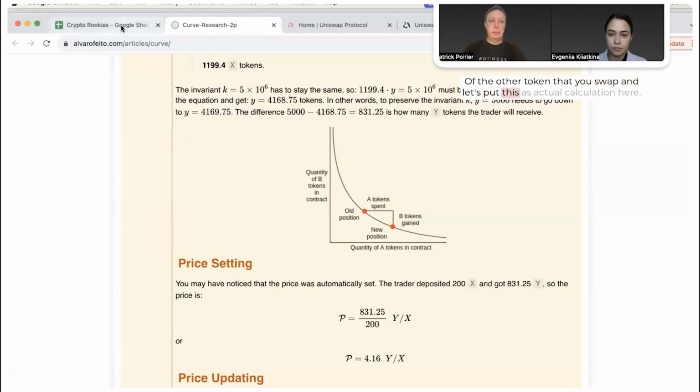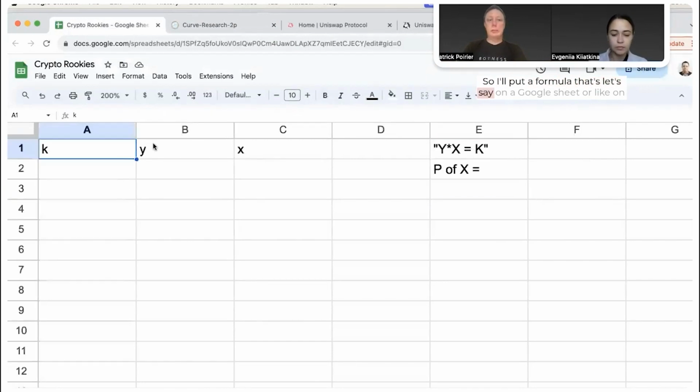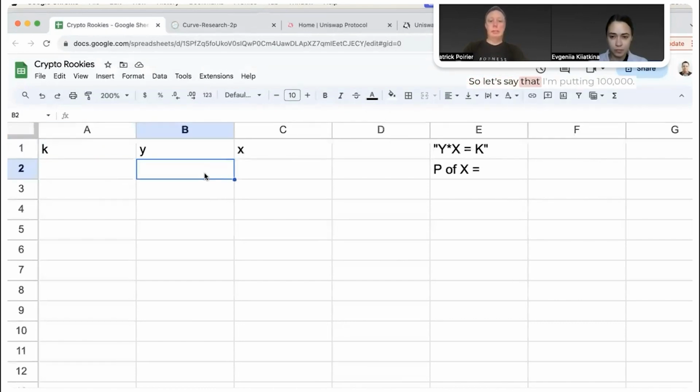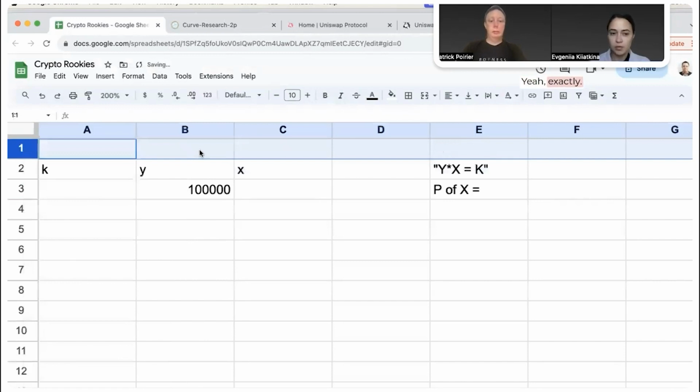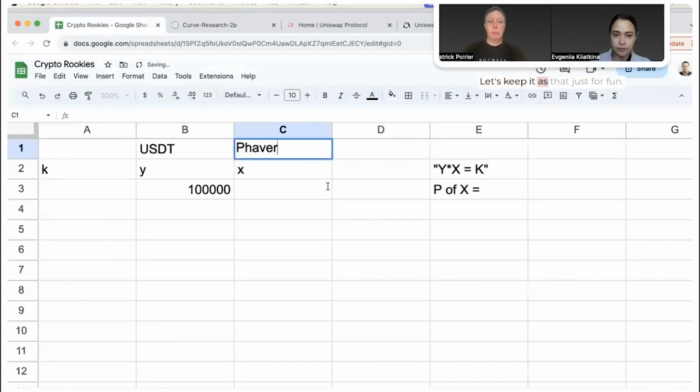Let's put this as an actual calculation. I'll put a formula in a Google Sheet or Excel, whatever spreadsheet you're using, to make things simple. I have my K, I have my Y and X. So let's say I'm putting $100,000. That's a quantity of, let's say, USDC, like a stablecoin, right? Yeah, exactly. Or USDT. And this is your project token. We were discussing Favor last time, so let's keep it as that just for fun.